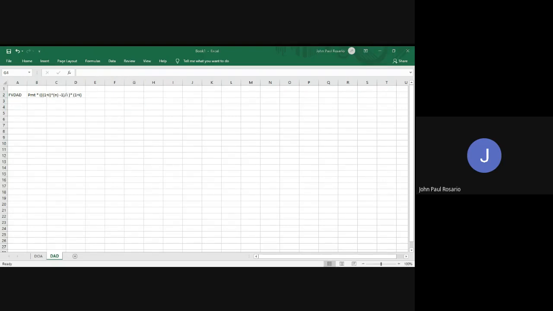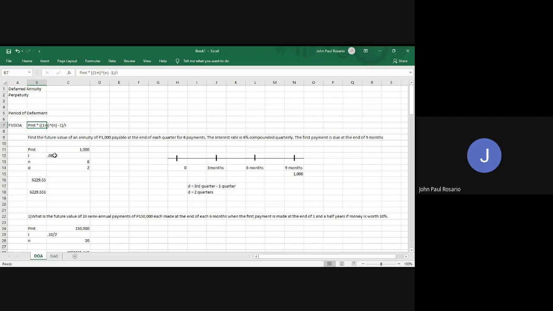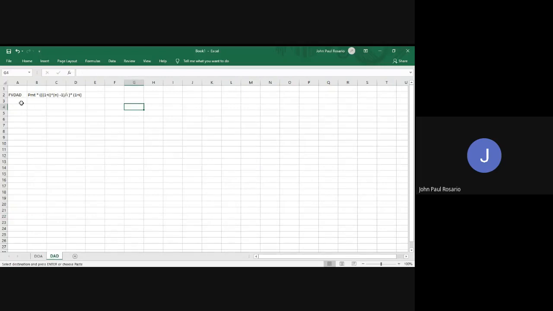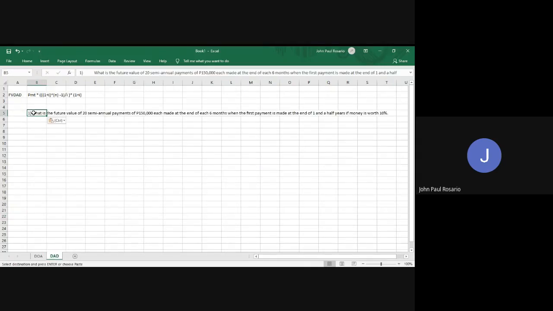Okay, so assuming this one, what is the future value of 27 annual payments of 50,000 each made at the beginning of each 6 months? And the first payment is made at the end of 1.5 years. Okay.